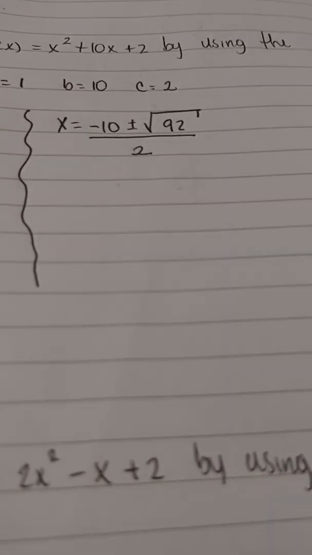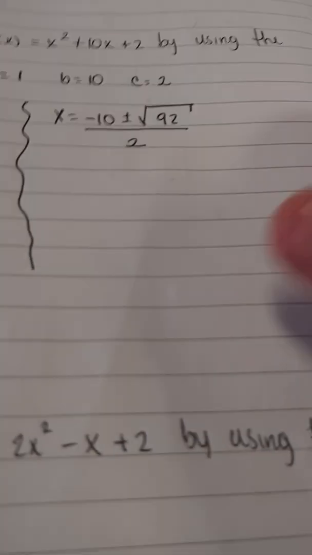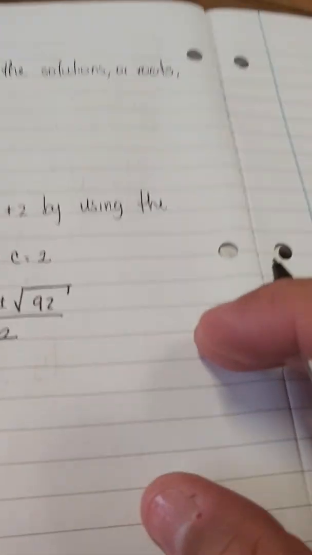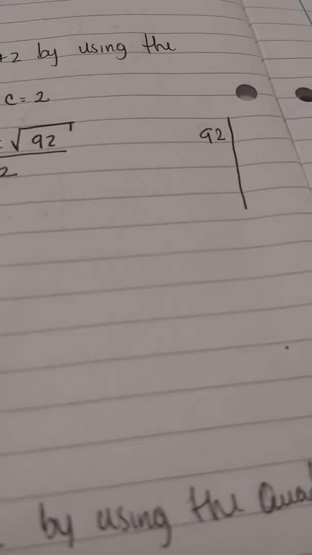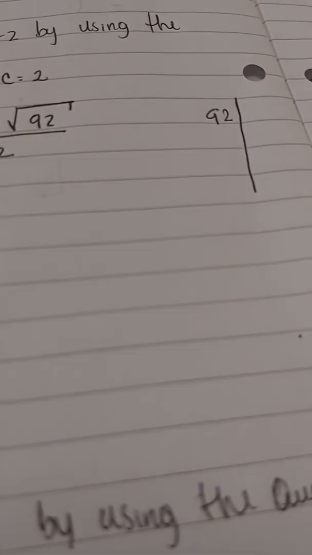Okay? 92 doesn't have a perfect square. So we're going to have to simplify. How do we simplify that? By finding the prime factorization. 92 is divisible by 2 equals 46. 46 is divisible by 2, that's 23. And 23 is only divisible by itself.